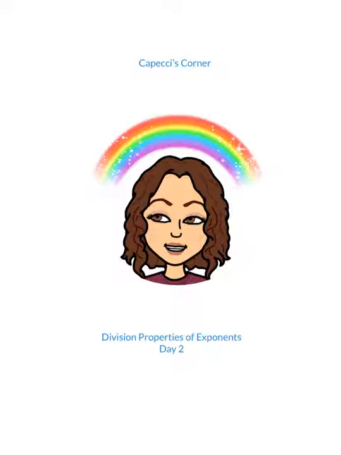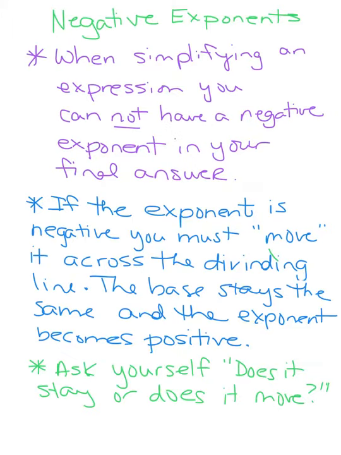Today on Capechi's Corner, we're going to talk about division properties of exponents, and this is day 2. Today we're going to work with negative exponents, and one thing we need to know is when simplifying an expression, you cannot have a negative exponent in your final answer. If you do, that expression is considered not completely simplified.